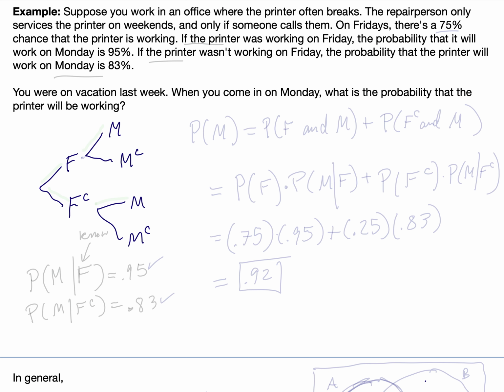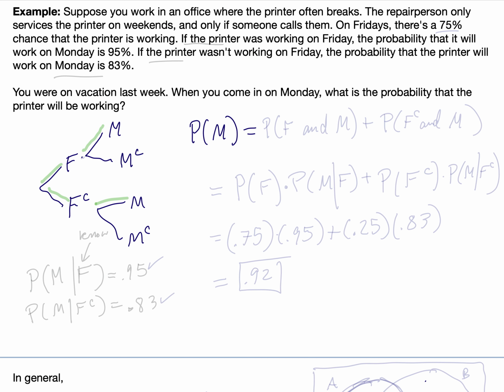And the branches of the tree diagram that we're interested in are these ones. So we're interested in all the ones in which it was working on Monday, right? So we're interested in this probability as well as this probability. We want to find that total value. So what is that equal to? Remember, this is basically multiplication right here. So this is the probability that it works on Monday. Well, how could that happen?